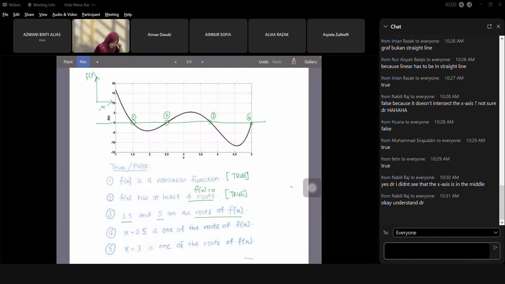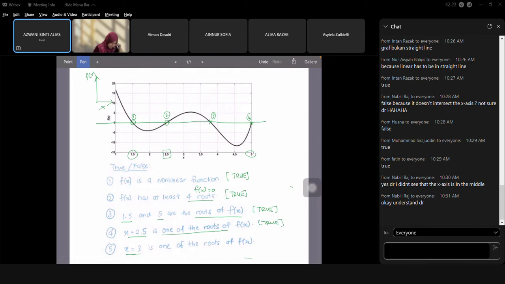So 1.5 dan juga 5 merupakan roots of fx. So yang ni betul lah. Okay. X 2.5 is one of the roots of fx. So 2.5 kat sini. Betul lah kan? So this is true.